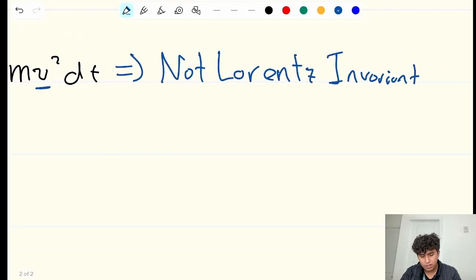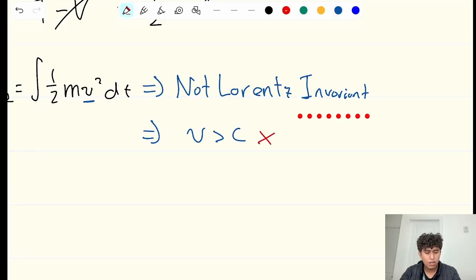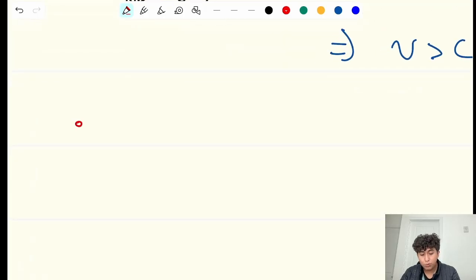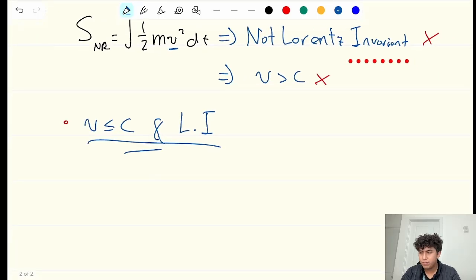And then it allows any speed. There's not a limit, so speed can exceed the speed of light, and we don't want this. So those are two things we don't want in the theory. Therefore, we want the action we will construct to have this limit, that the velocity has to be less than or equal to the speed of light, and also it has to be Lorentz invariant. We're just going to write LI. So these two conditions are going to be important.